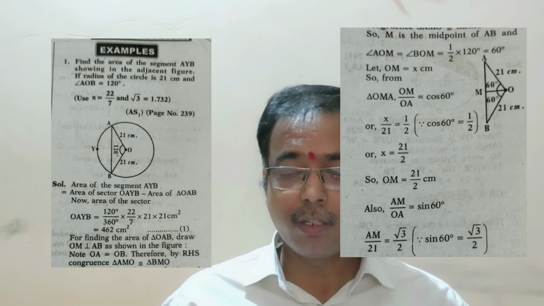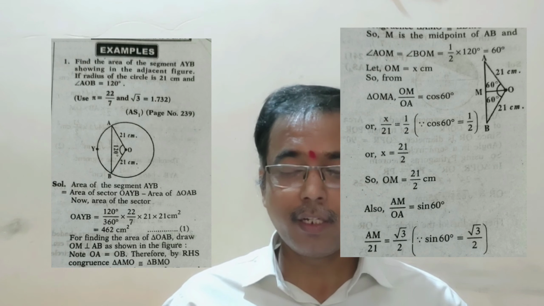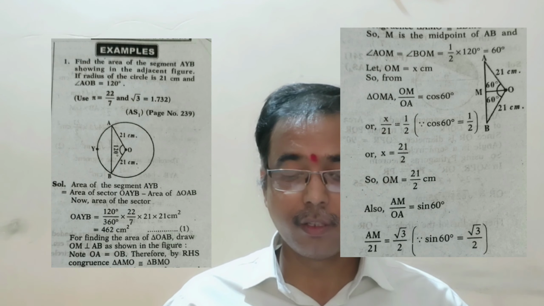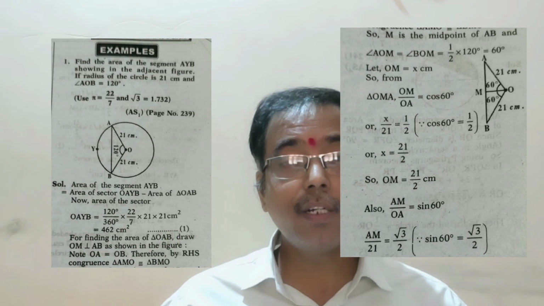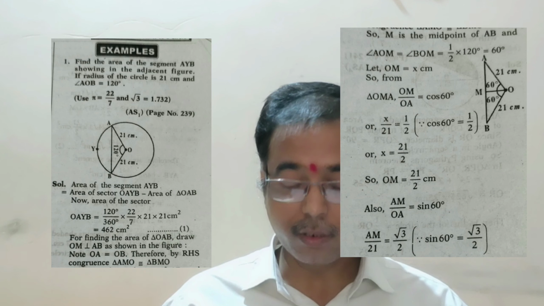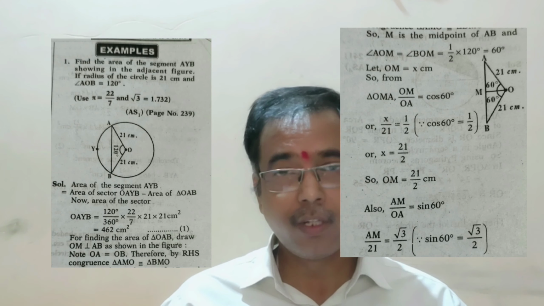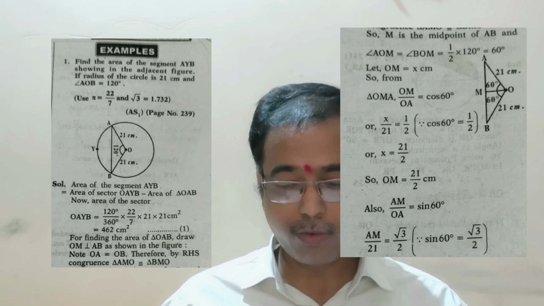Now here, if the radius of the circle is 21 cm and angle AOB is 120 degrees, which is very important, we have to find what? Segment AYB. So to find the segment area AYB, we have the formula. Already we learned it in the previous class also, which is very important.